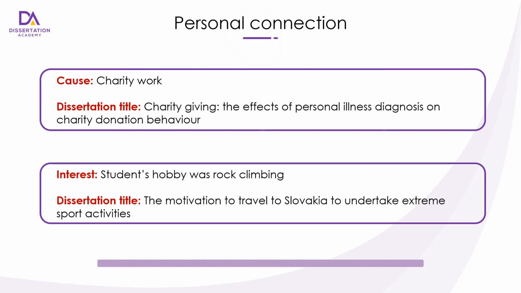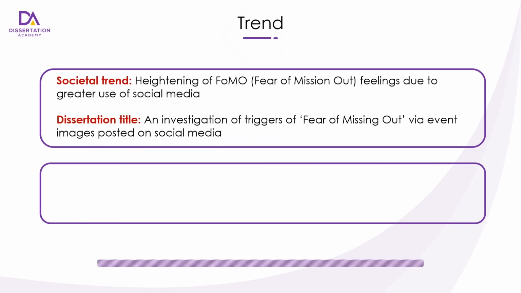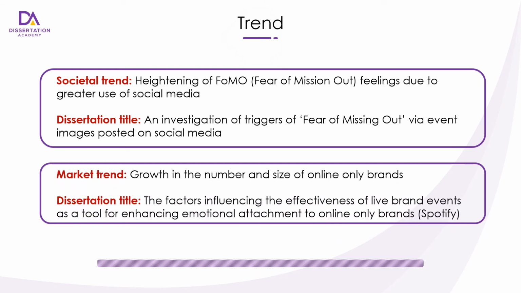Another source of inspiration involves students picking up on trends, be them societal or market-related. One student was very intrigued by a trend related to FOMO, fear of missing out. She had noticed that happening across society with media coverage and people talking about it, so she wanted to do a research on that topic. So she ended up doing a study on the triggers of fear of missing out via event images posted on social media.